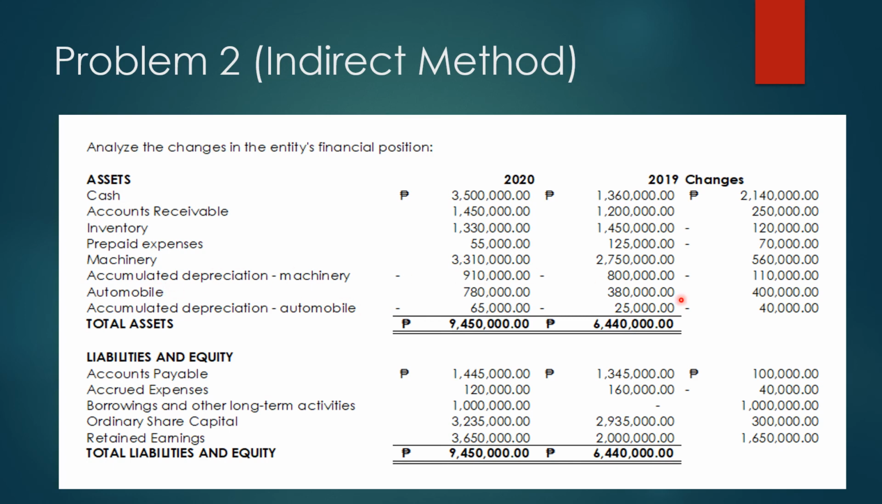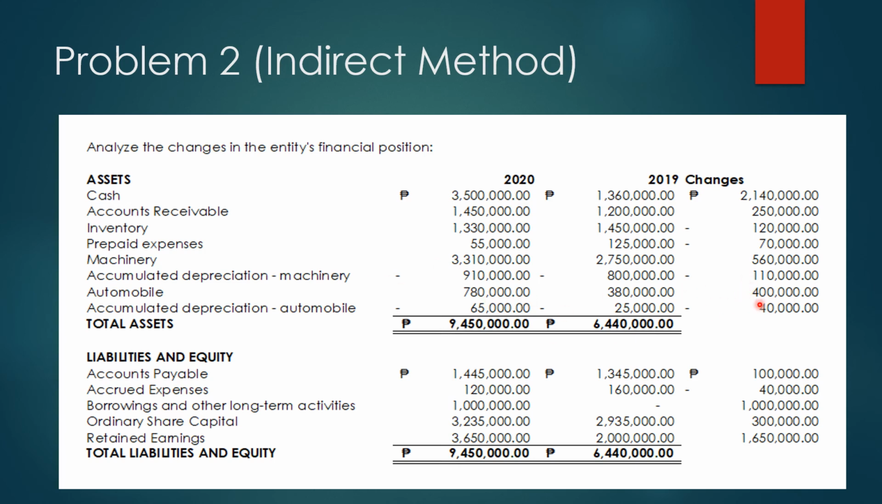And then machinery tumaas. Ma'am, bakit tumaas yung machinery? Eh, di ba nagde-depreciate siya? Never naman po nag-appreciate. Di ba kayo na sa additional info, sabi din bumili daw ng bagong machinery. So, by just looking at the changes, malalaman mo na yung value ng biniling machinery is amounting to 560,000. Next, you have your depreciation na 110.